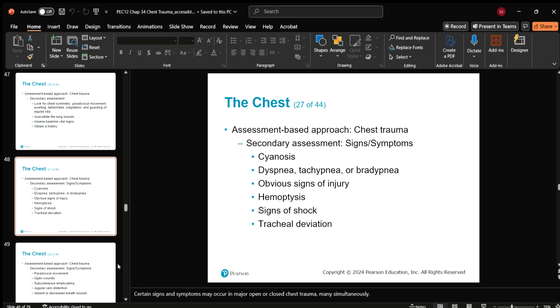Signs of shock. Oh my gosh. Signs of shock. It's a tongue twister. It's not. English is my first language. I know people are laughing at me.